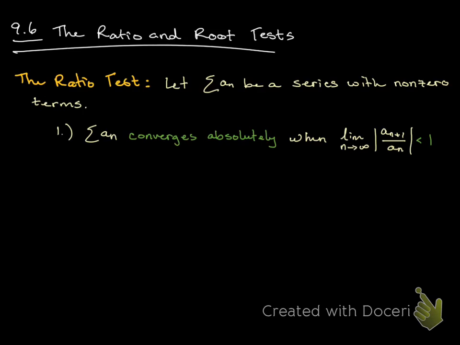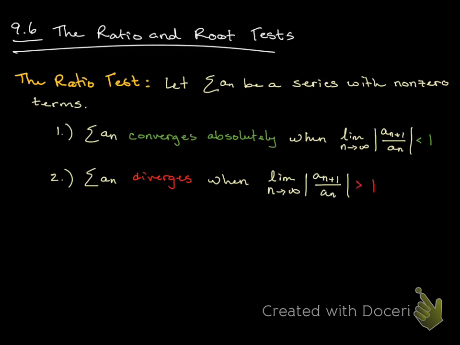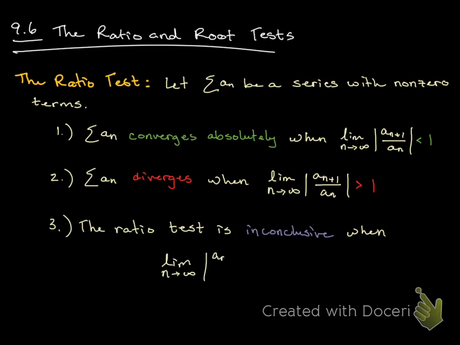The second potential outcome is of course divergence. The series diverges when that limit, the same limit, is larger than 1. Okay? So if I take this limit and I get 4, that's bigger than 1, my series diverges. I'll go through some examples shortly. There is one third potential outcome, and that is just that the test might be inconclusive. The ratio test is inconclusive when that limit of a sub n plus 1 over a sub n is exactly 1.